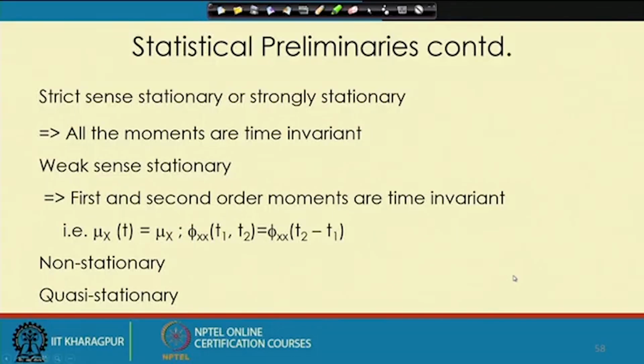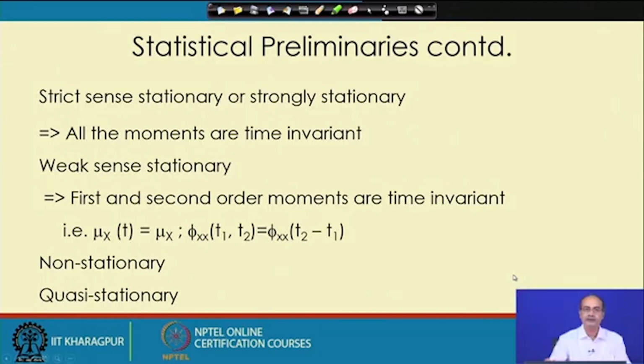So, now let us move forward. Let us look at the concept of stationarity. Stationarity means that the signal does not change in time. Now, what do we mean by that?